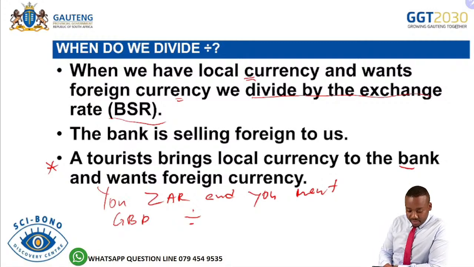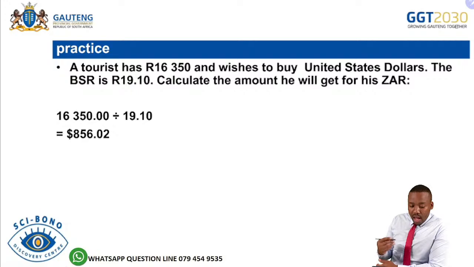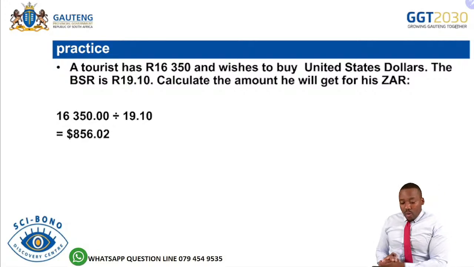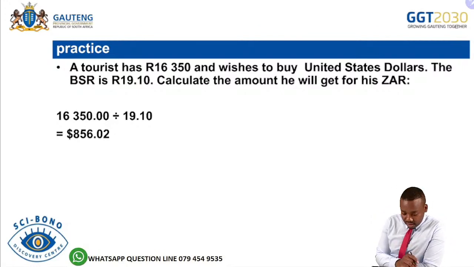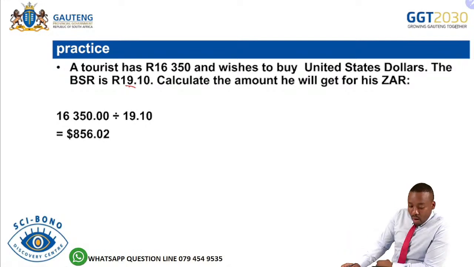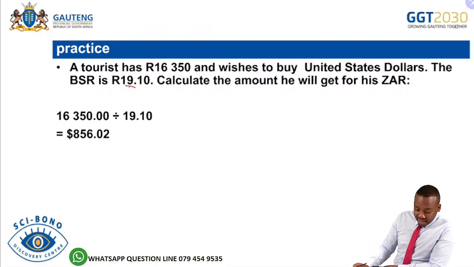Let's practice. We are saying here now a tourist has 16,350 rands and wishes to buy United States dollars. And then on that particular day, the exchange rate was 19 rand. Calculate how much he will get, meaning how many US dollars this person will get.